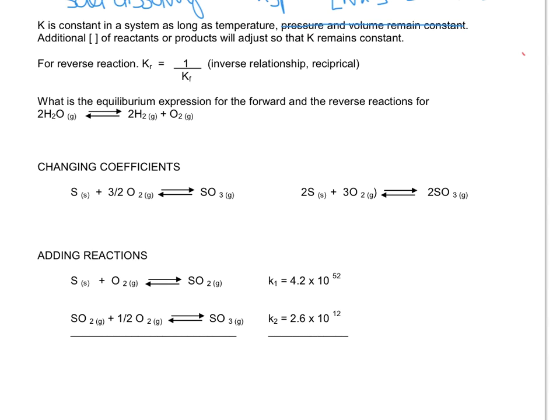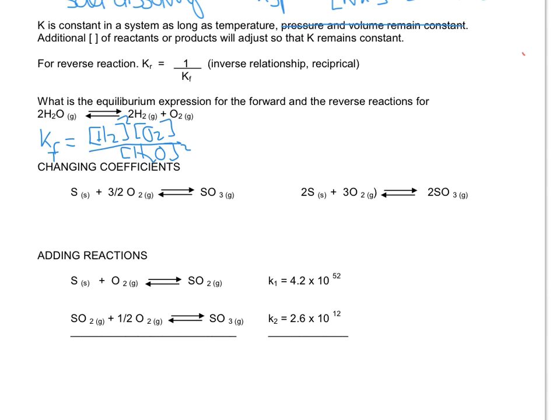If I wanted to write the equilibrium expression for the forward, which is the one that goes to the right, so K, I'm going to write F for forward, is equal to the concentration of the H2 times the concentration of O2 over the concentration of H2O. And then don't forget to square your H2 concentration and your H2O concentration.